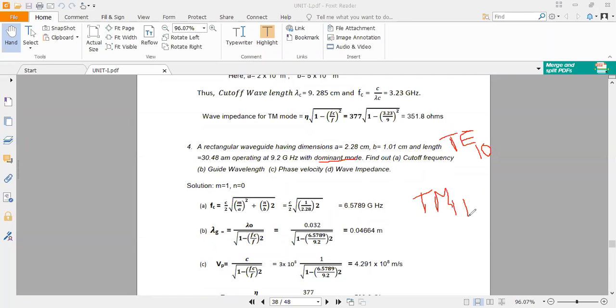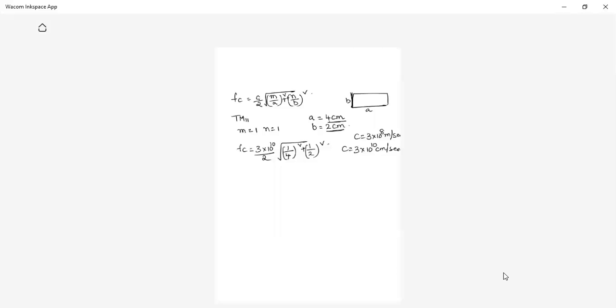These are very, very important. Sometimes they'll straight away give operating in dominant mode. So you should assume, because it is operating in TE10 mode, M is equal to 1 and N is equal to 0. When the waveguide is operating in TE mode, what is the cutoff frequency? I'll go back to the whiteboard and share the cutoff frequency. See, this point is very, very important. So the waveguide is operating in TE mode.